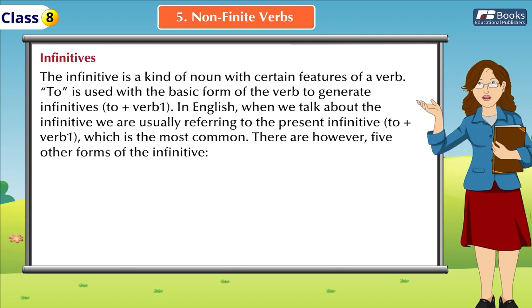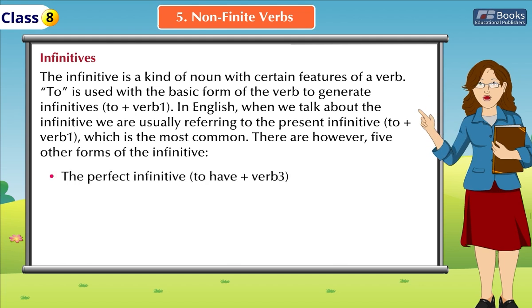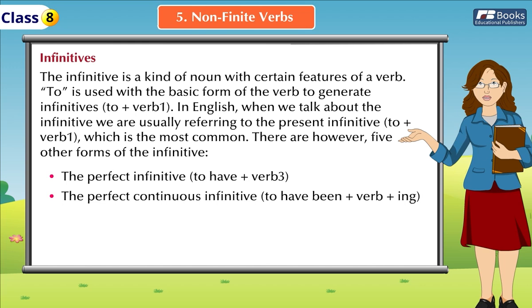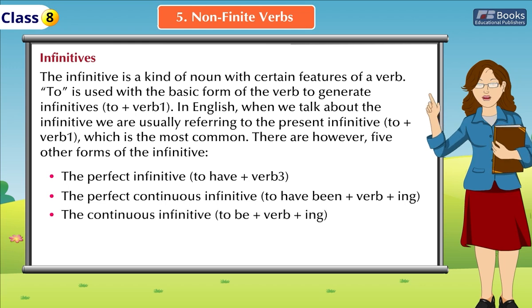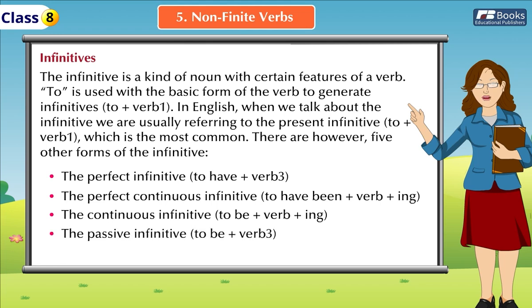In English, when we talk about the infinitive, we are usually referring to the present infinitive: to plus verb first form, which is the most common. There are, however, 5 other forms of infinitive. The perfect infinitive: to have plus verb third form. The perfect continuous infinitive: to have been plus verb plus ing. The continuous infinitive: to be plus verb plus ing. The passive infinitive: to be plus verb third form.